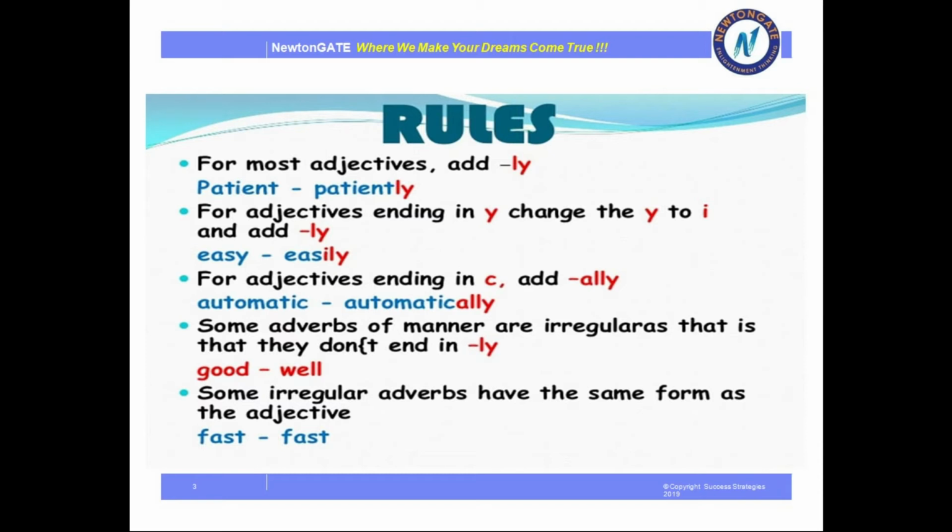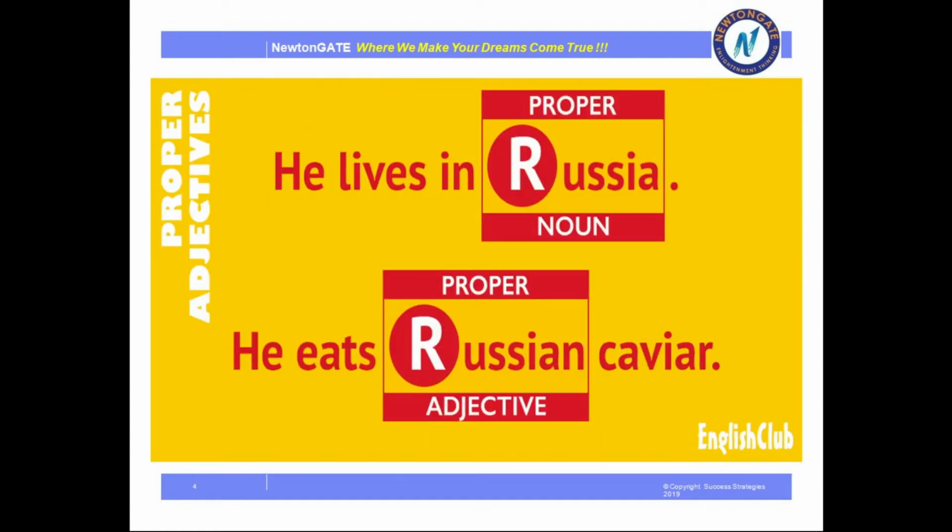W-E-L-L. The next point is that some irregular adverbs have the same form as the adjective. Now here it is written fast. So beside fast, you can't write fastly. You have to write fast. So these are very important things which you have to capture.